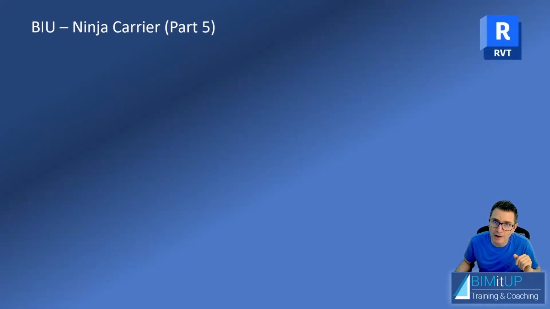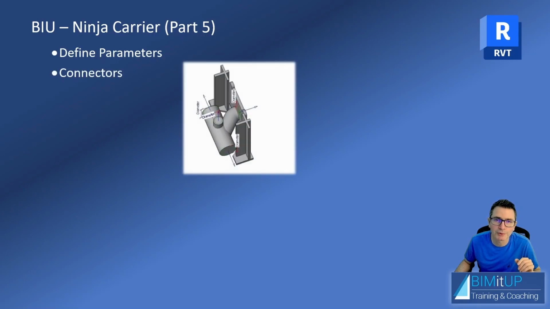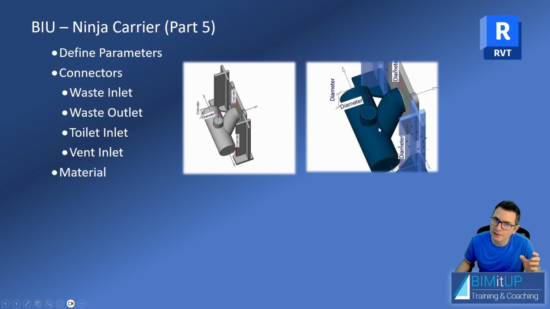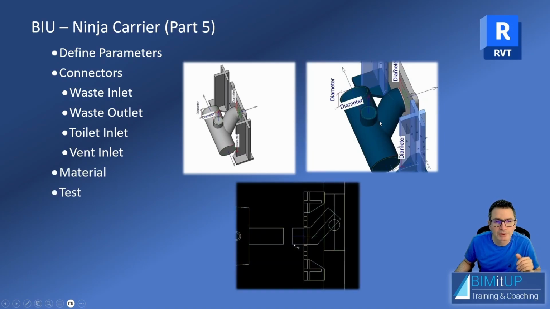This is going to be part 5. In part 5, we're going to define some parameters. I'm going to use those parameters to create connectors. The connectors I'm going to create are the waste inlet, which is this one here, the waste outlet, which is this one here. We're going to create the toilet inlet, which is this one here, and the vent inlet, which is this one here. Then we're going to create some materials, or we're going to transfer some materials so we can apply it to our carrier, and then we're going to run a little test.